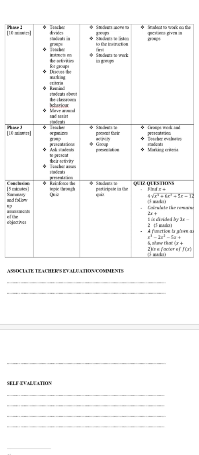And then I will remind the students about classroom behavior so that they do not make noise and they behave in their groups. After that, I will move around in the classroom so that I can assist the students while they are doing their group activity. The students will move into groups and work in groups. Then I will be moving to phase 3, which will take me 10 minutes.